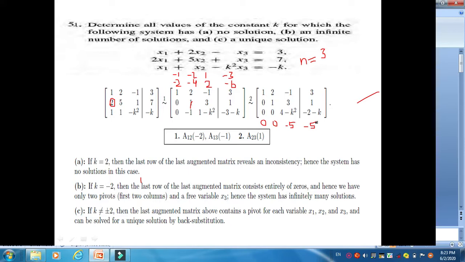What is that condition? In this question, the rank of the coefficient matrix is 3 and the rank of the augmented matrix is also 3, and both are equal to the number of unknowns, so the system has a unique solution. So if you plug in the value of k in the reduced echelon form, for k equal to 2 we find no solution. If you plug in k equal to minus 2, we obtain an infinite number of solutions. And if you plug in a value of k not equal to plus or minus 2, then we obtain that the system has a unique solution.